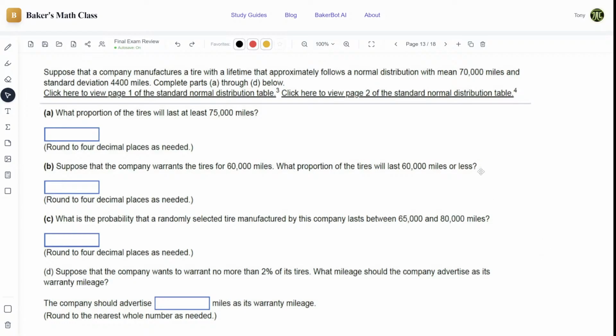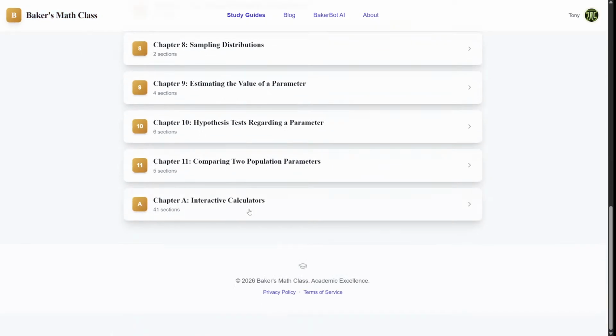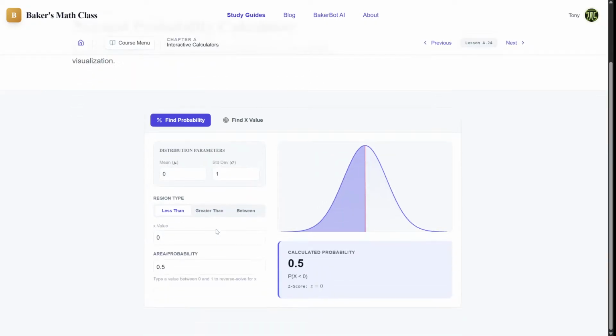A tire manufacturer says a tire's lifetime is approximately normally distributed, with a mean of 70,000 miles and a standard deviation of 4,400 miles. What is the proportion of tires that will last at least 75,000 miles? For this one, since it's normally distributed, we can use the normal probability calculator, A24.